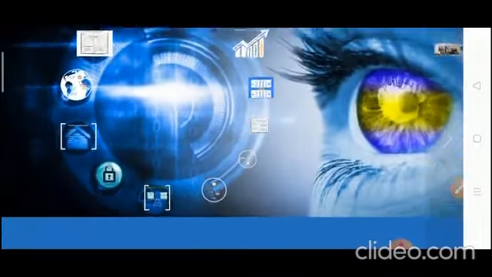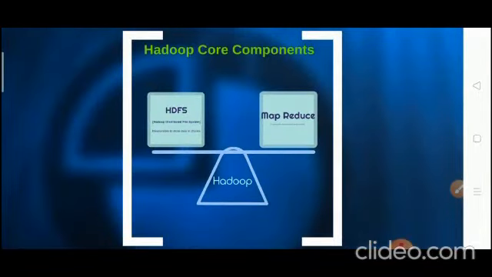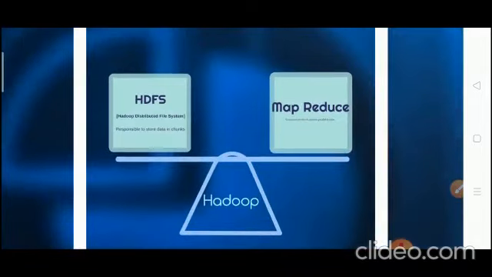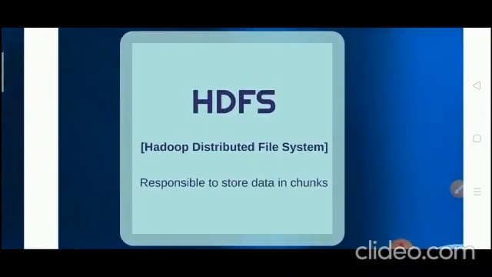Now, regarding Hadoop's core components. There are various components of Hadoop, but the core components are ultimately HDFS, that is Hadoop Distributed File System. It is responsible for storing data in chunks. Here we can distribute our data, meaning we can decompose our data into smaller chunks, and those chunks will be stored on different machines or clusters for further processing.